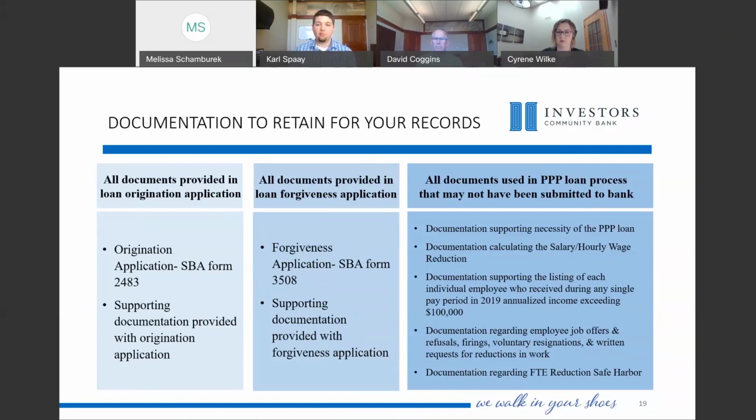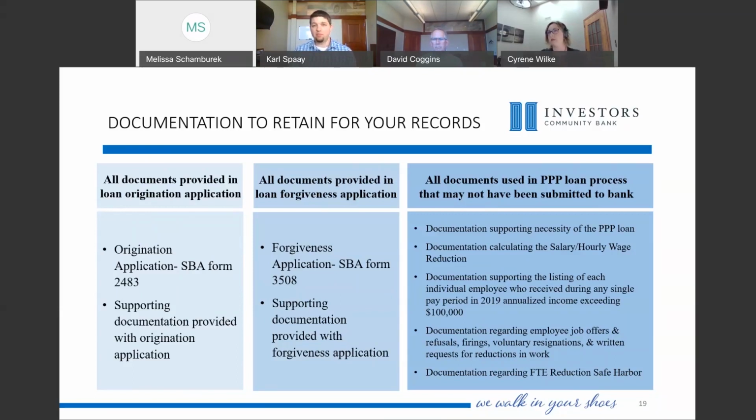Outside of what you provide to the bank, there is some documentation that you want to retain for your records. As Dave mentioned, for the Safe Harbor program, maybe you had a reduction in your workforce, but when you went to offer jobs back to those people or to rehire them, you were unable to do so. If you can maintain a folder that has written documentation showing the offers were made and then the offer was declined, that won't be counted against you for FTE reduction, but that needs to be kept in writing and maintained in a file.